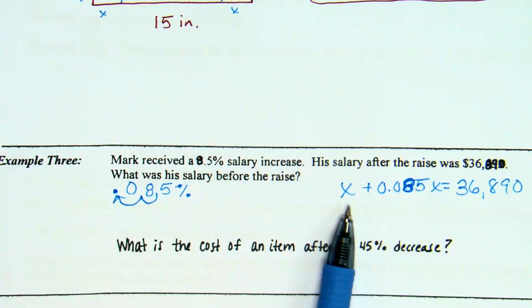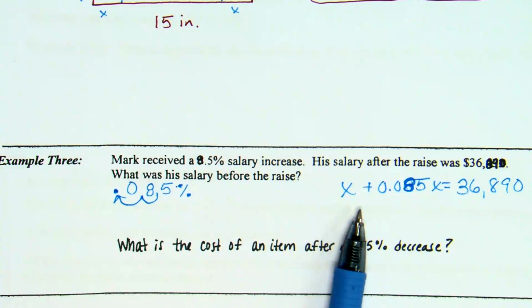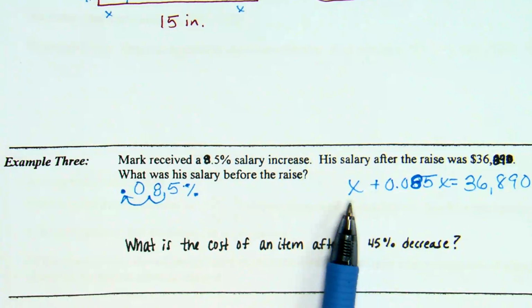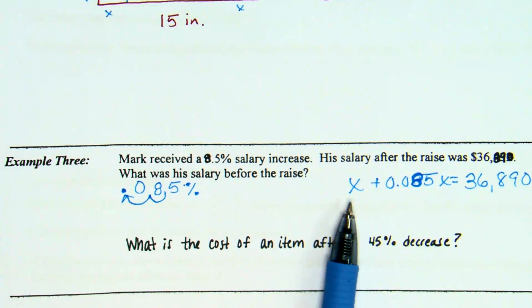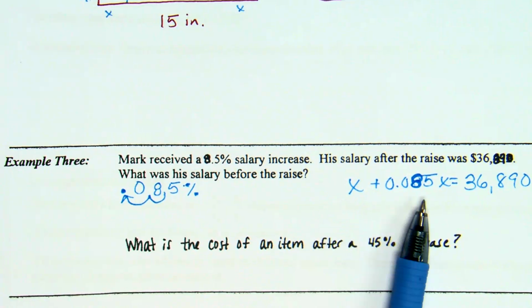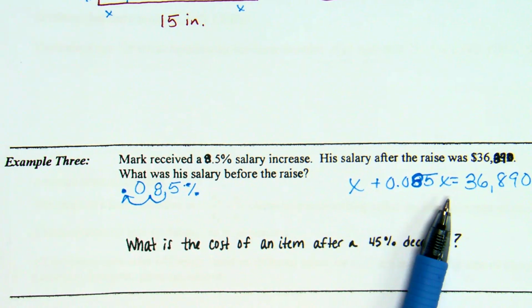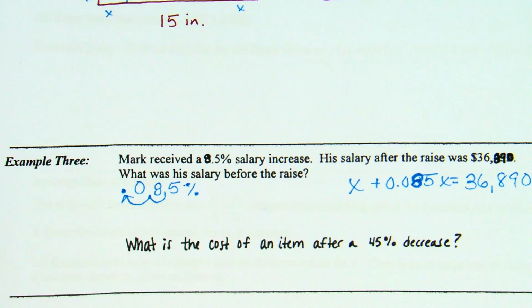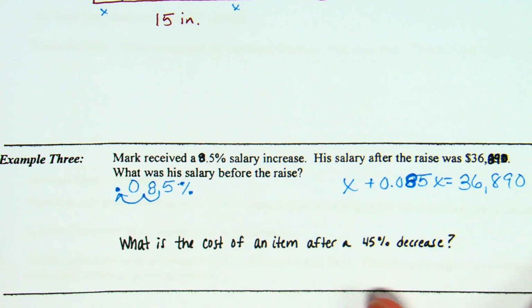So look and see if this makes sense. We'll clean it up. That's a 0.085. X is my original salary. That's what I started with, yes? And then I'm going to add my raise. How do I find my raise? Well, I do 8.5% times the original salary. What's the original salary? That's what we're calling X. So 0.085 times X. Altogether, that has to equal $36,890.